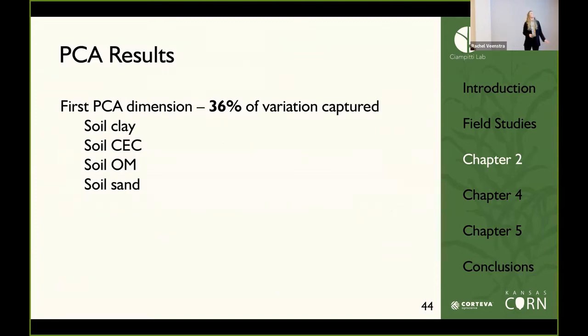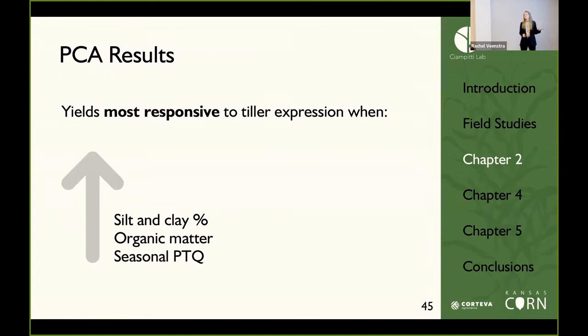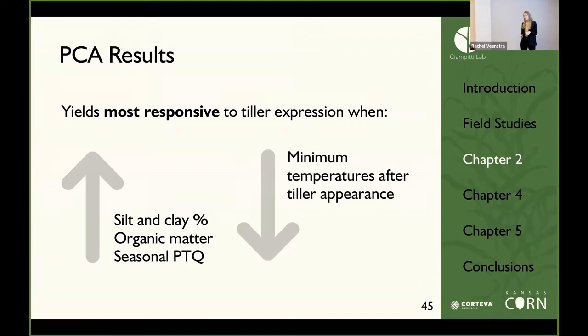And what we found is in the first PCA dimension, we had 36% of the variation that was captured there, and that was explained by soil variables. The second dimension, we had a quarter of the variation captured, and that was our photothermal quotient and our minimum temperature. So essentially, what this means is that yields were most responsive to tiller expression when we had higher silt and clay percentages, higher organic matter, and a higher seasonal photothermal quotient value. And yields were most responsive when we had a lower minimum temperature after those tillers had appeared.